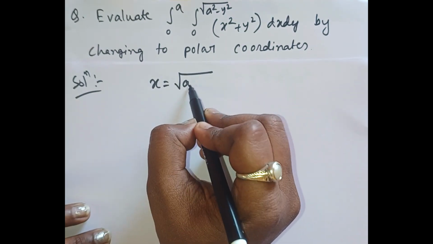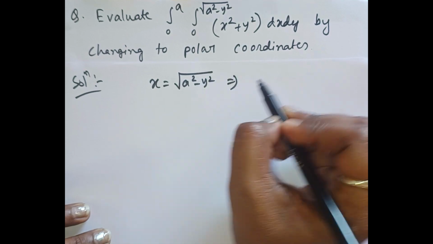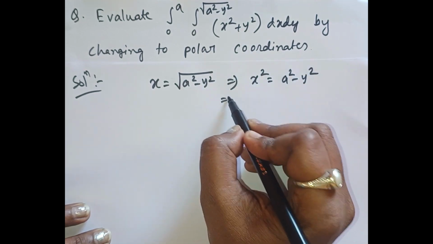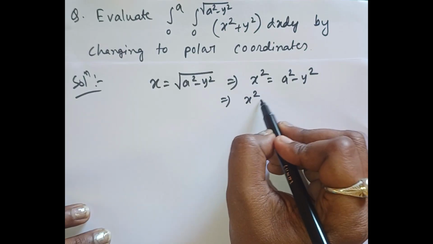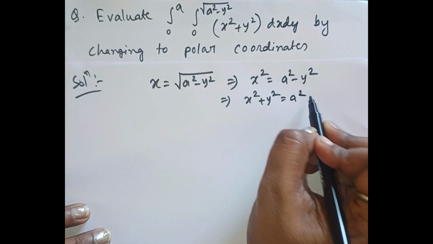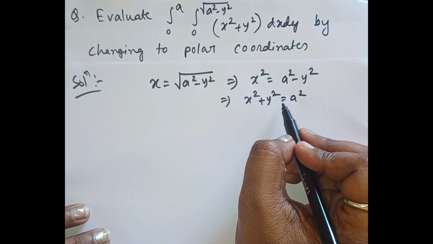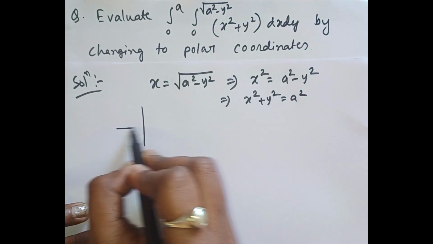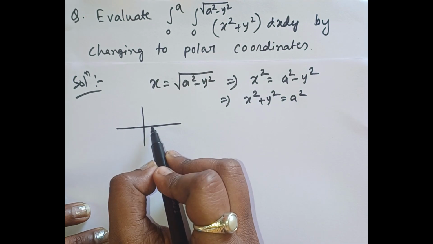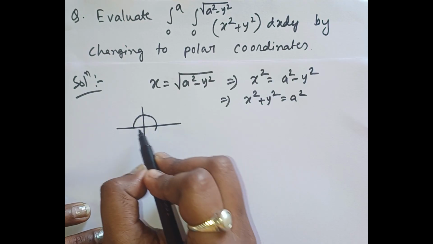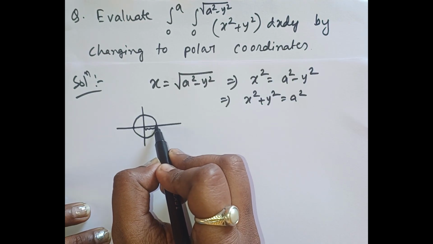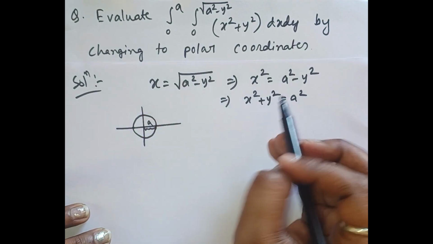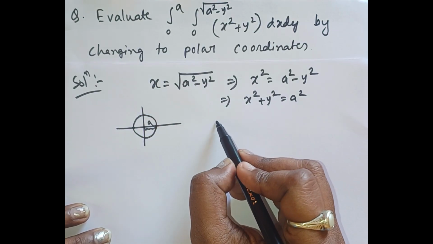That is, if x equal to square root of a square minus y square, then x square equal to a square minus y square, and then x square plus y square equal to a square. So this is an equation of circle with center at origin and radius equal to a. So we can draw the region, and this part is a, which is radius. So we have to solve this changing to the polar coordinate.